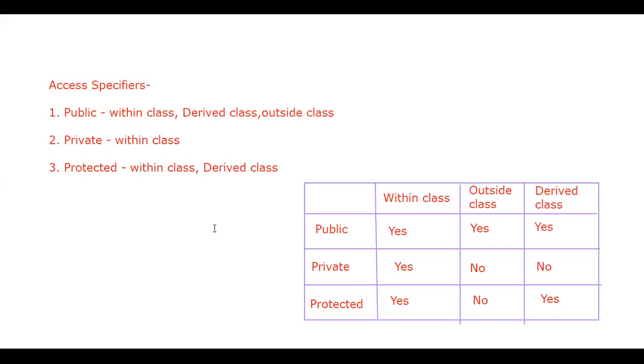So at least if you are not able to give the answer, just try to brief this particular table. Before this table: which access specifier, or the data available with respect to public, is available for which class, within the class, outside of the class, or derived class. Means the scope of that data with respect to the access specifier.